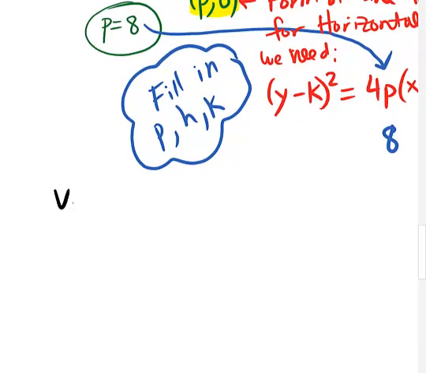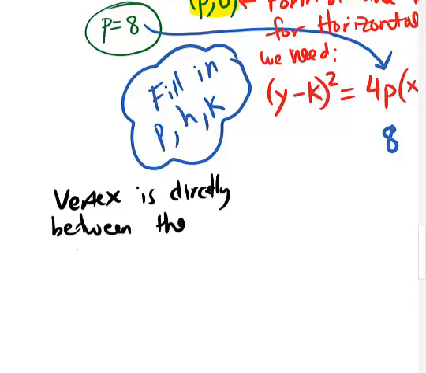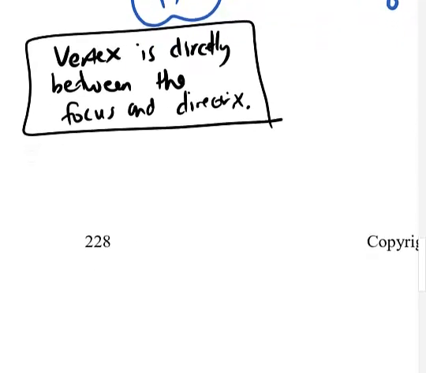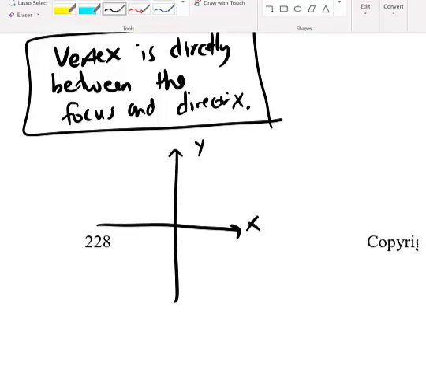The vertex is directly between the focus and directrix. So if you just picture where the focus and directrix are, that point and that line, the vertex should be right in the middle of them. You can either visualize it in your head or actually plot it. Let's see, the focus was at 8, 0.